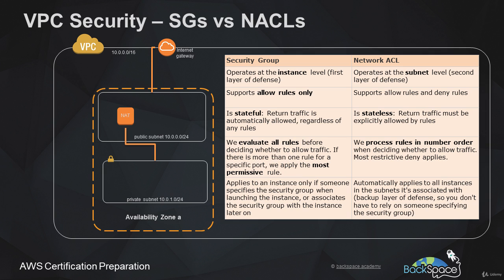We process rules in number order, and when deciding whether to allow traffic, the most restrictive denies. That's the opposite to a security group, where the most permissive applies. The most restrictive deny applies. It automatically applies to all instances launched within that subnet. It's a backup layer of defense, so you don't have to rely upon someone specifying a security group. But you should always use security groups, have good security groups at the instance level, and have network access control lists at the subnet level. So that's a very quick and very theoretical overview of VPC.